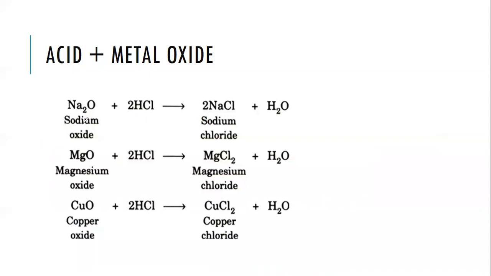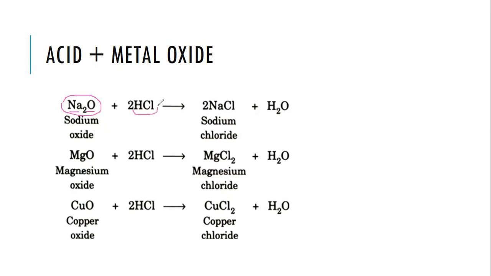What are these examples? As you can see, Na is sodium. If you look at the periodic table on the left-hand side, it's in group 1, so that's a metal. And O is oxygen. So this is a metal oxide, sodium oxide.